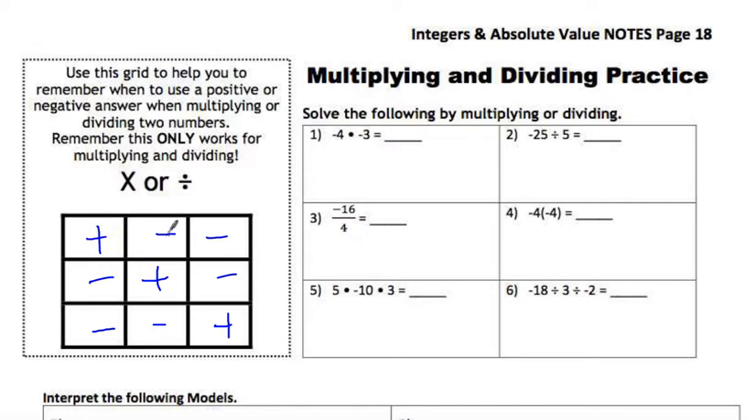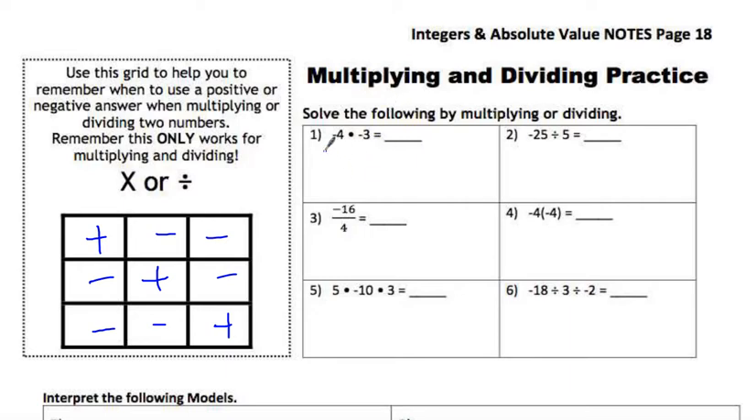A positive times a negative is a negative. A positive divided by a negative gives you a negative. A positive times a positive gives you a positive. A negative times a negative will give you a positive. So you can follow the chart all around.